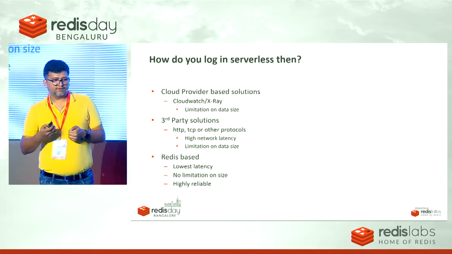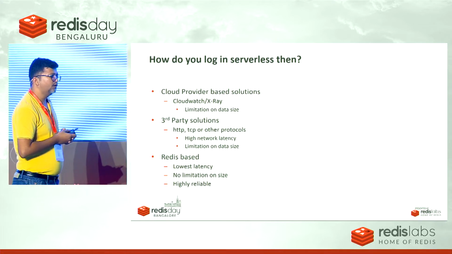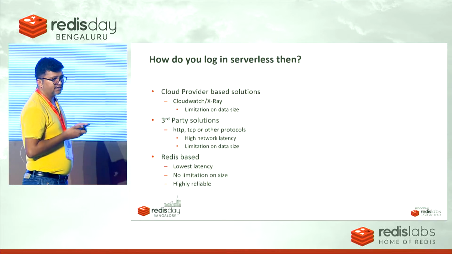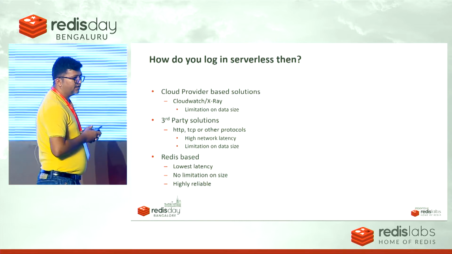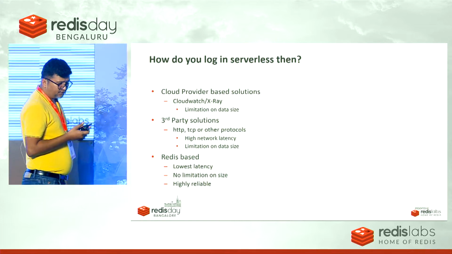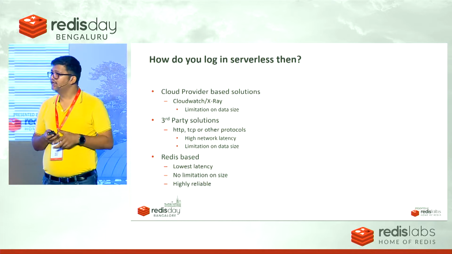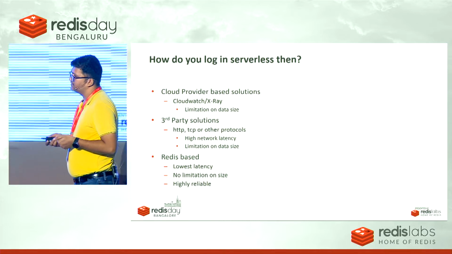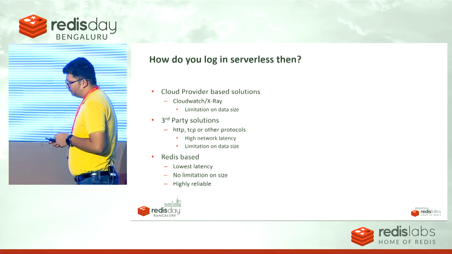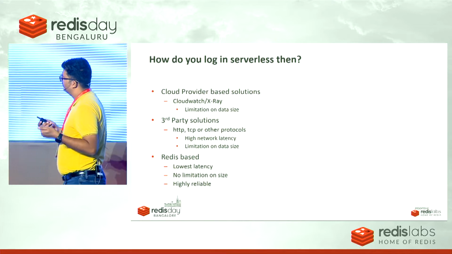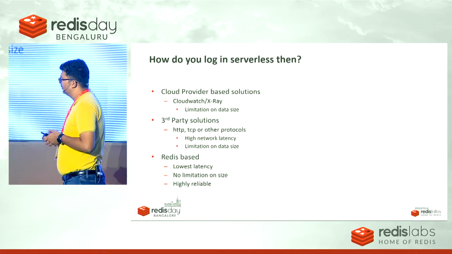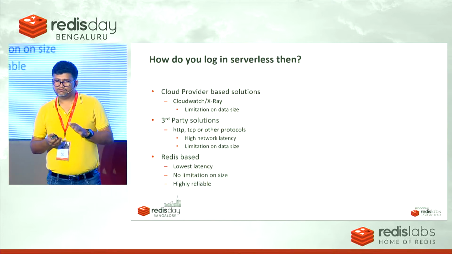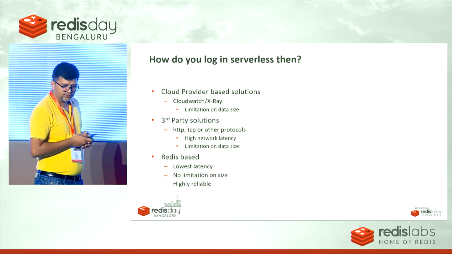So the third option which we came up with was using Redis, and a Redis list for that. Now, why use a Redis list, right? First of all, Redis has very low latency altogether. There's no size restriction, and it is pretty reliable, right? We had been using it for over 6 years at that instant, and we didn't have any issues.